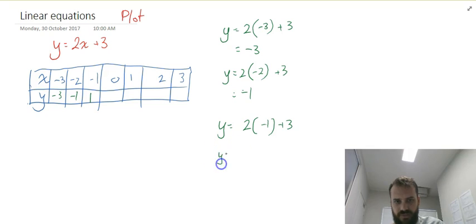And I'll do this for that one as well. 2 times 0 plus 3. 2 times 0 is 0, plus 3 is 3. Now I can tell you that the next numbers are going to be 5, 7, and 9. They're going up in 2s.